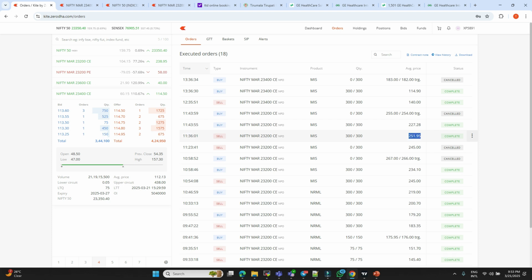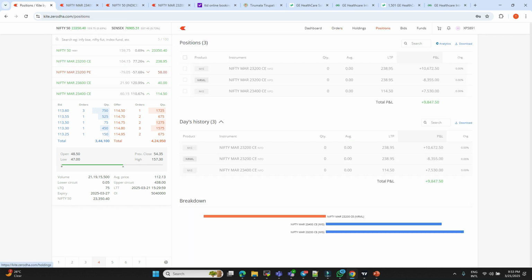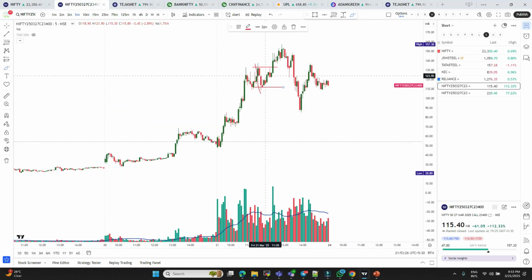Okay, this is 11:36. 252 is the entry, 227 is the exit. That means I captured 25 points, which is 10,000 rupees. After that, once again I initiated the trade, and here as well. Okay, I captured till this point.